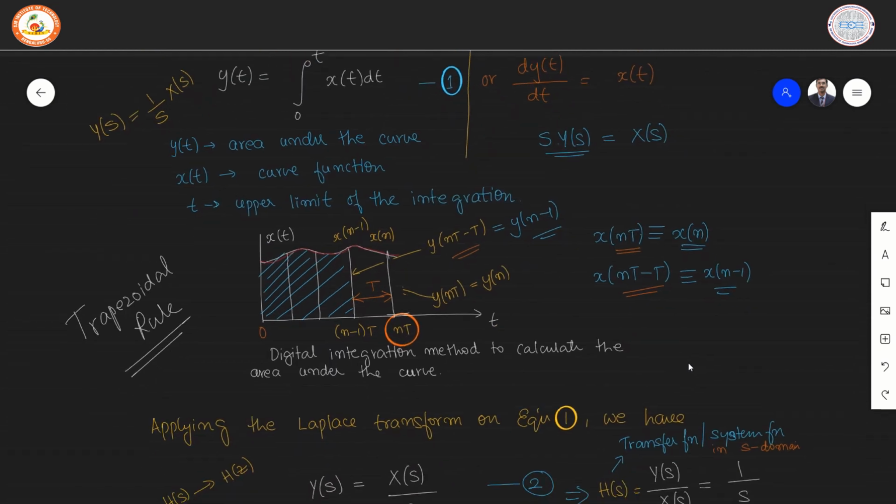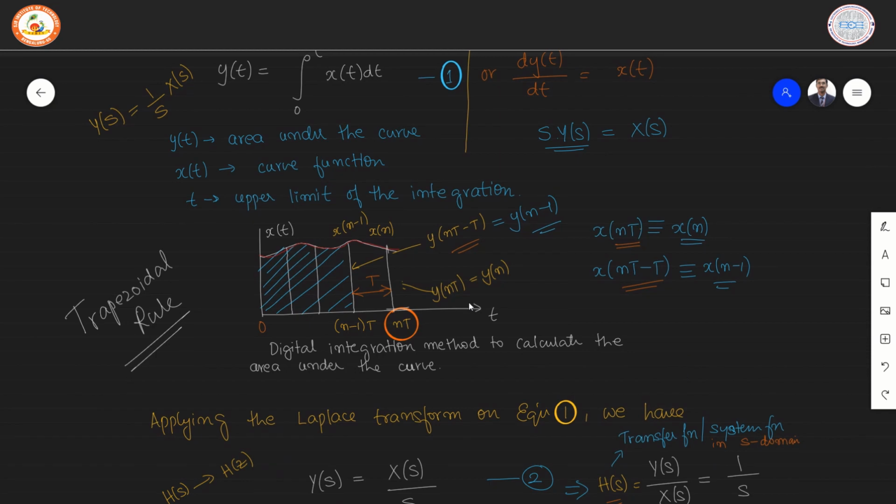Now, we can compute the area of the curve at different instants of time. If you include the instant up to (n minus 1) times T, the area is equal to y(nT minus T), or alternatively y(n minus 1). If we include the additional time period equal to capital T also, then the area now becomes y(nT), which is equal to y(n).